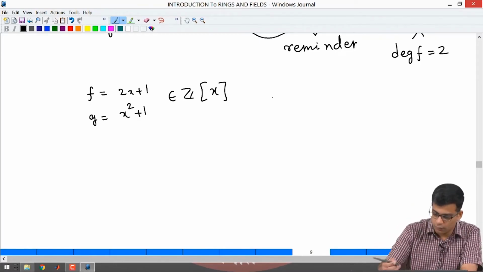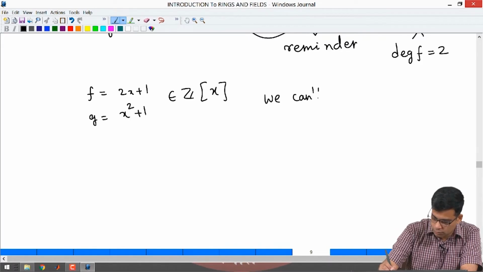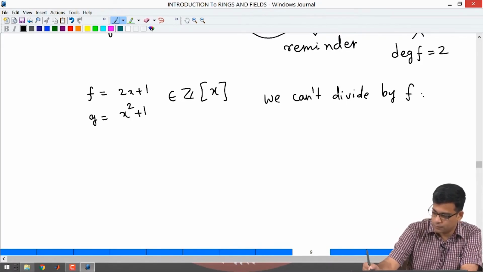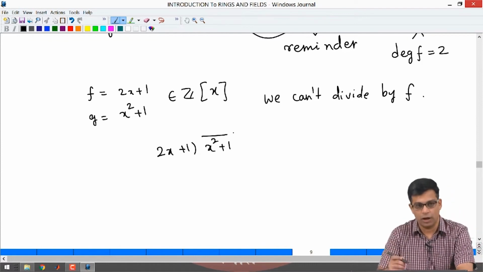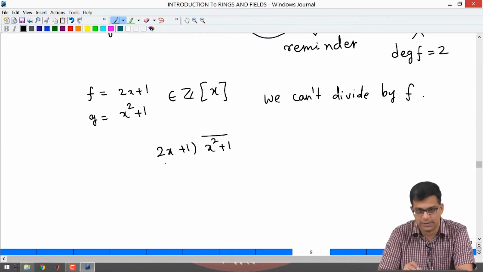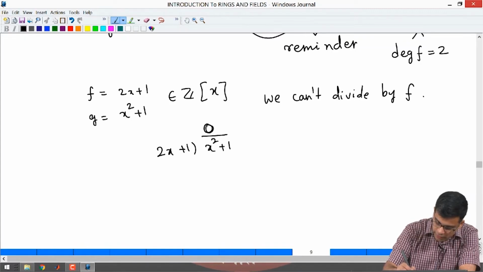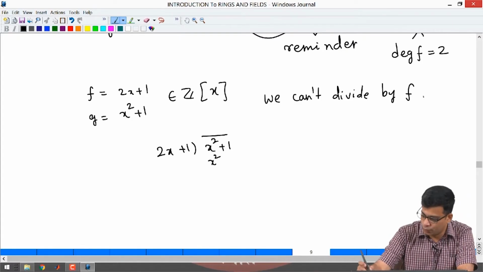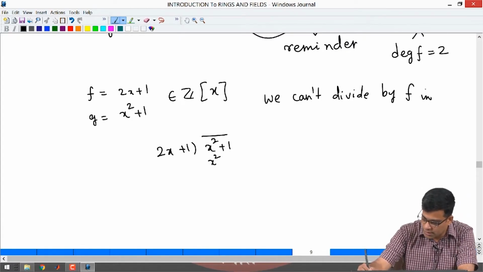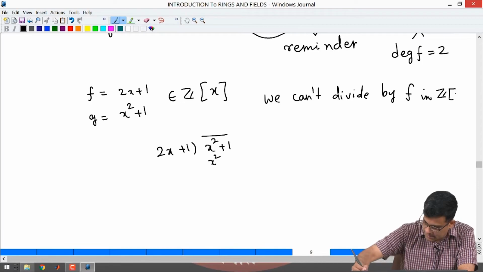Now, we can't divide by f. Why not? Because let us say you want to do the procedure that I did in the previous video. You will start with this, but now in order to get x squared from 2x, you will have to somehow cancel 2, but there is no way that you can do that in the integers. So, you can't put anything here to get x squared in order to cancel. So, you can't divide by f. The correct sentence is: in the polynomial ring Z[x].